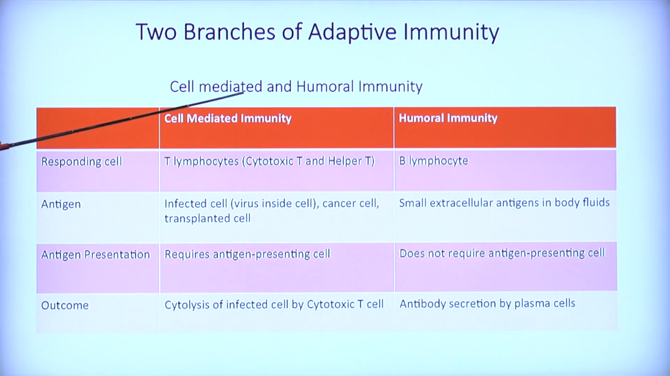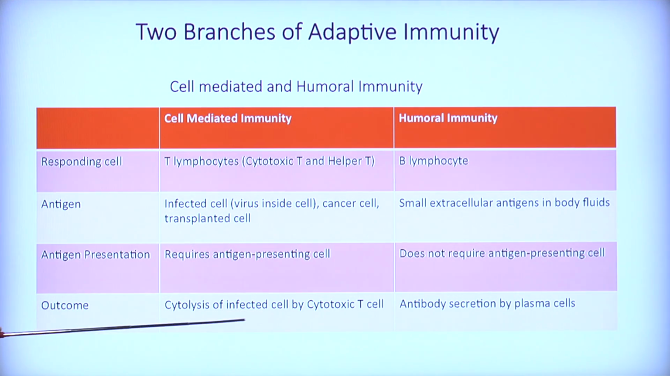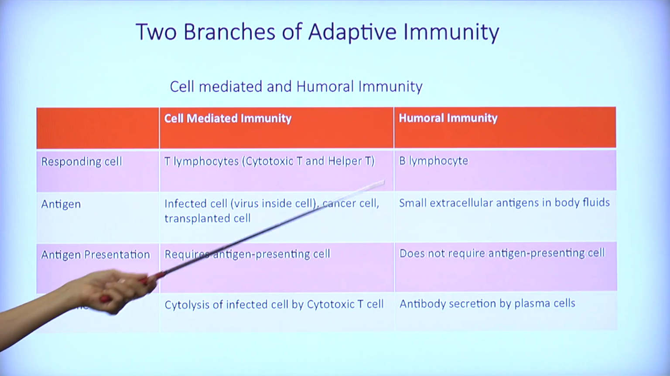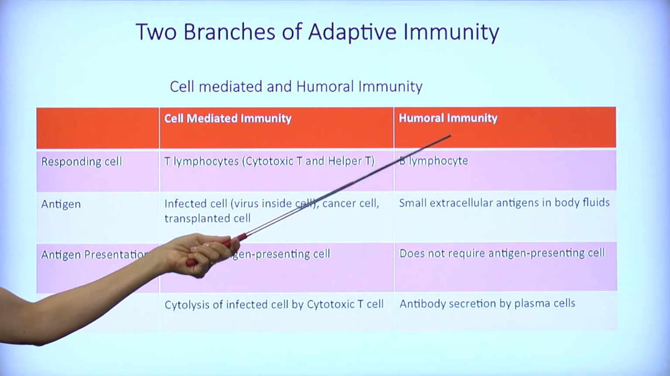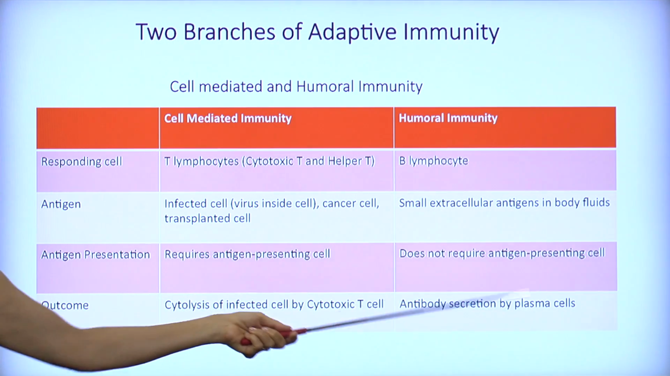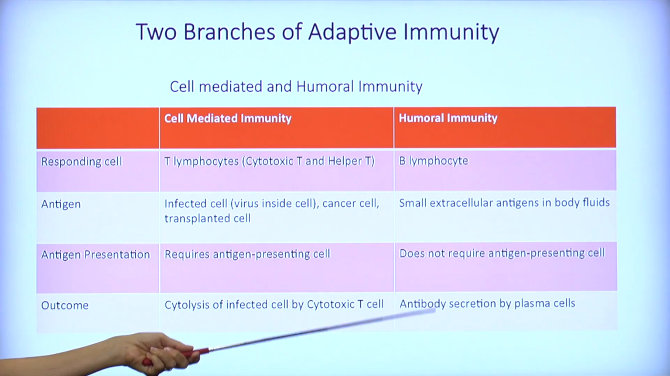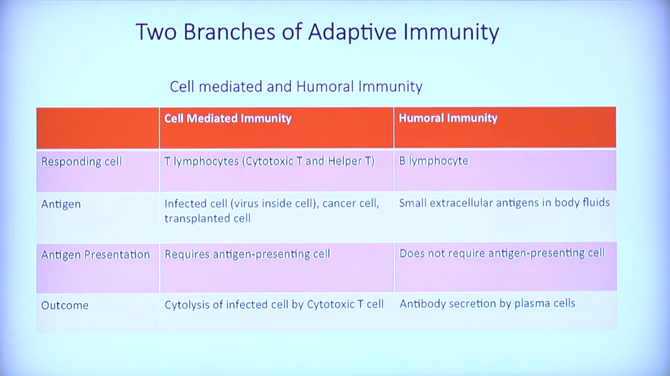What's the final outcome? Once the T cell recognizes an antigen and becomes activated, the cytotoxic T will actually destroy this cell. We call this cytolysis of the infected or abnormal cell. How about the B lymphocyte? What is the effect of the B lymphocyte? The B lymphocyte will change into a plasma cell. The plasma cell secretes a huge number of antibodies against the detected antigen.